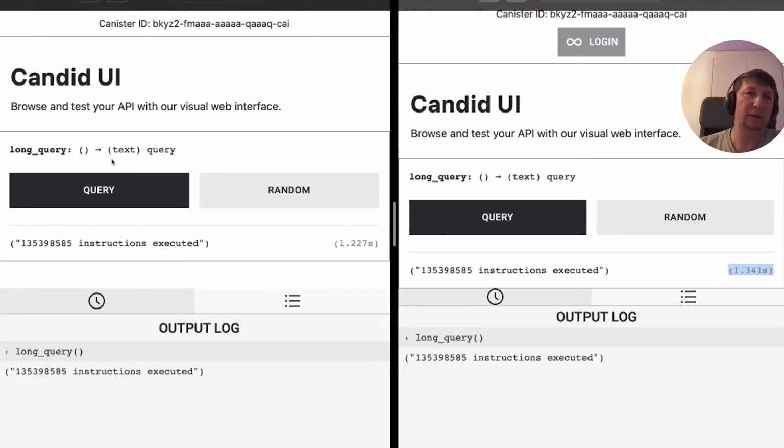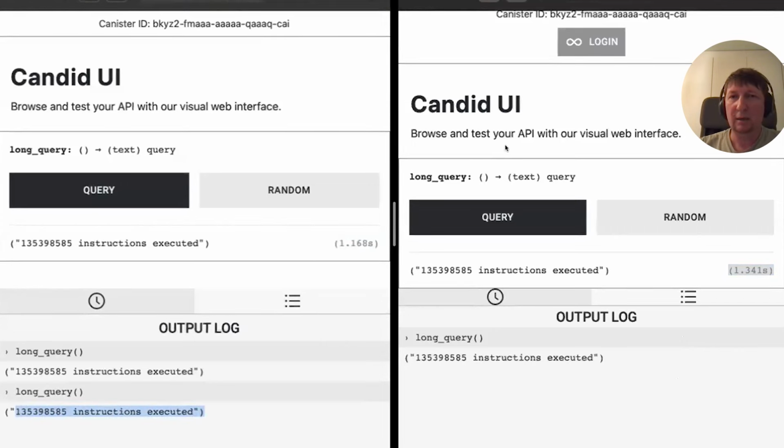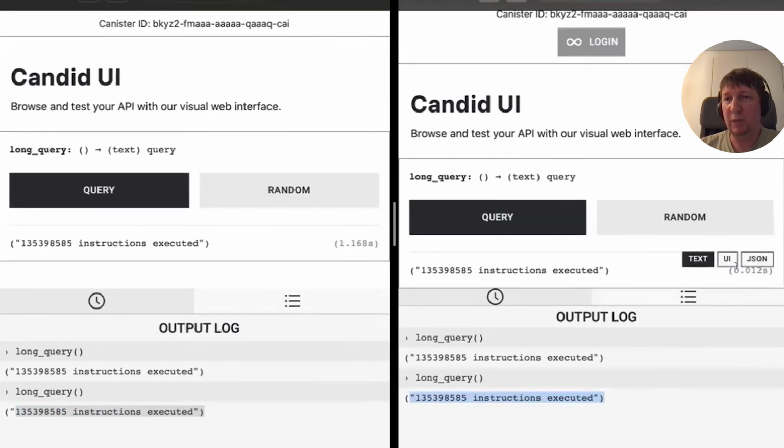Let's try to call this long query again on the old version. So again, it took about 1 second and it returned exactly the same result. Now let's call it on the new version. Okay, now we see the difference, right? The query returned exactly the same result, but it took just a few milliseconds.